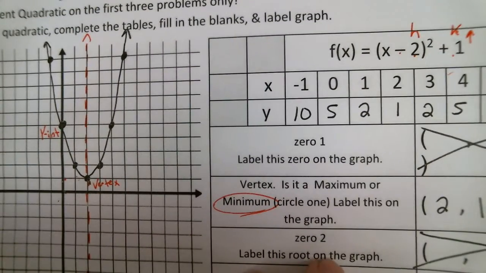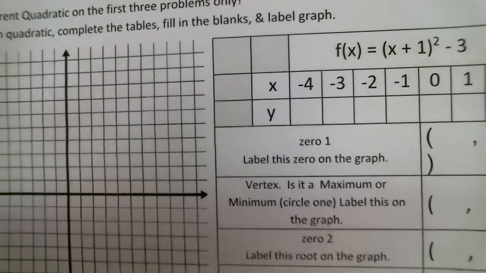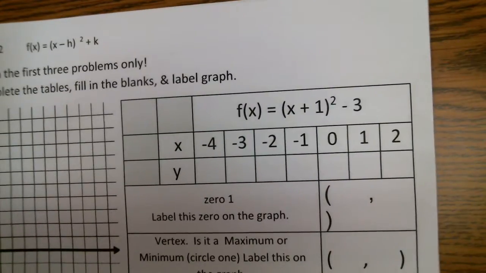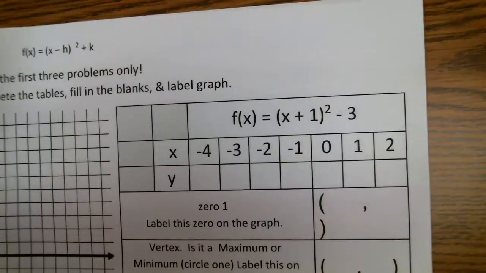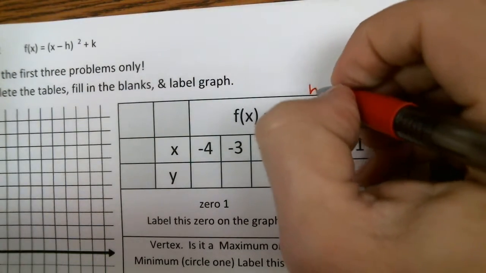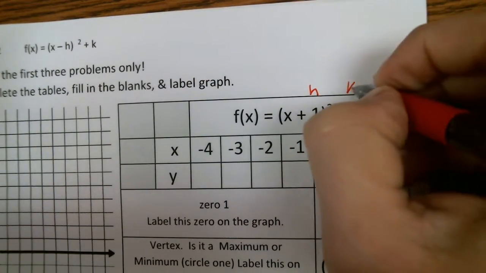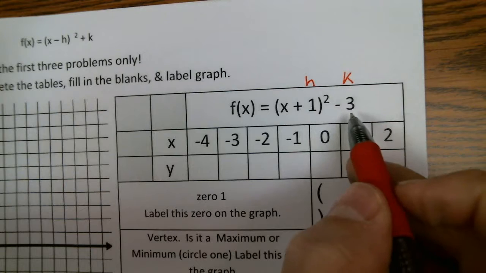So number 2. Okay, I got my equation. Here is my h. Do this in red pen. Here's my h. Here's my k. Now, let's just go and take a guess.